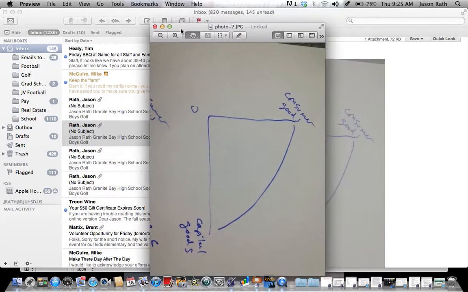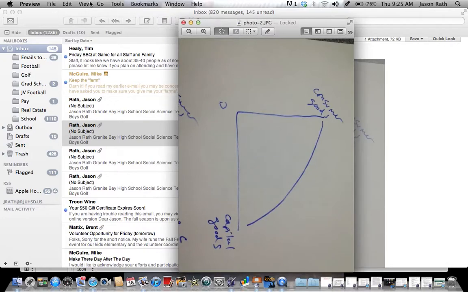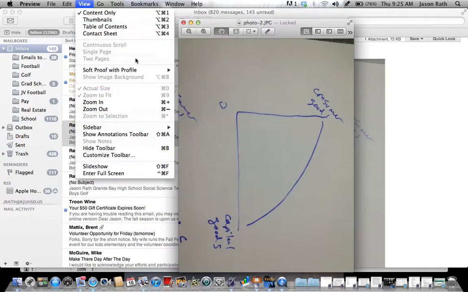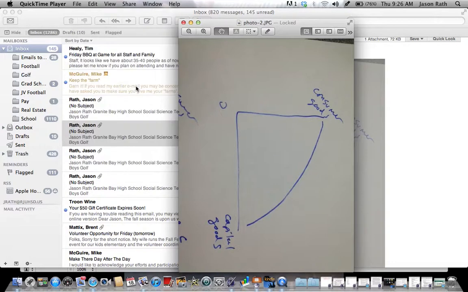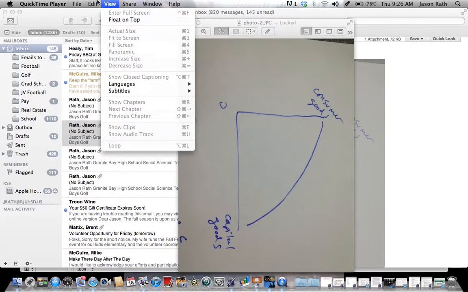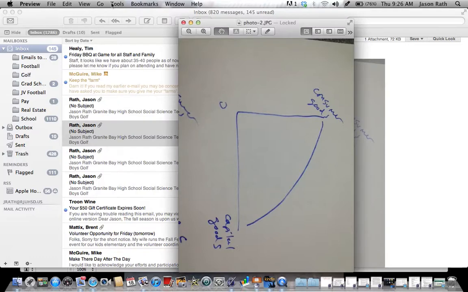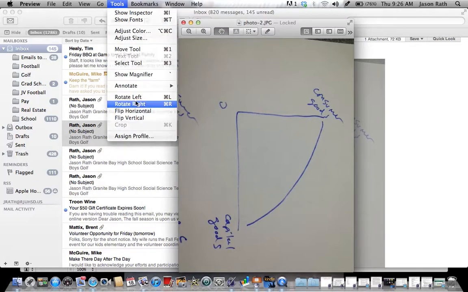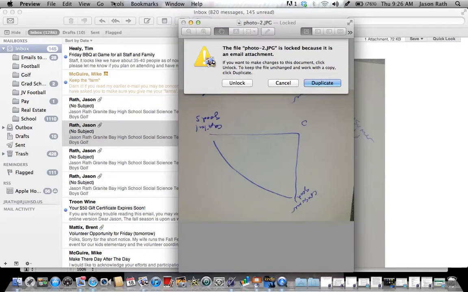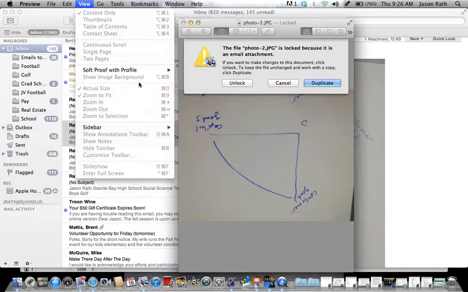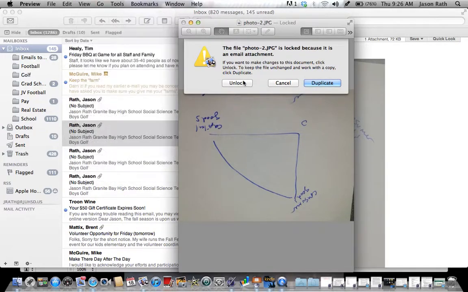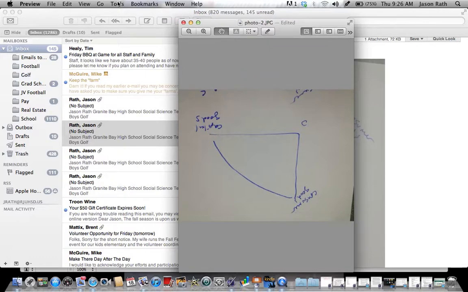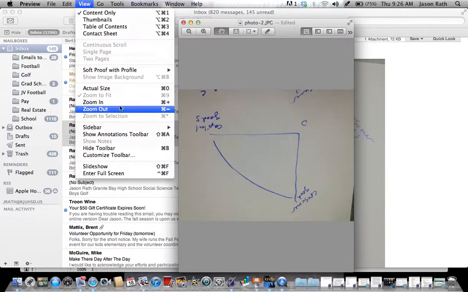I'll try to rotate this. It just won't let me. Let me see. View. No, I can't do that. View. Let me see. Rotate left. Rotate right. View. Unlock. Sorry about this. It's just taking me a while. We'll stop it here.